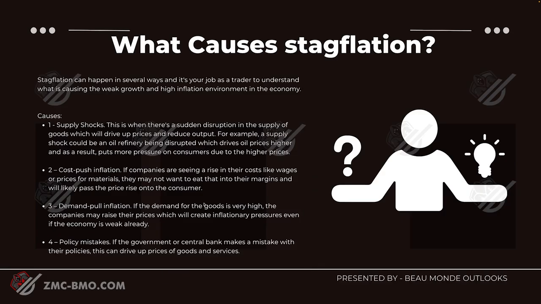So what are the causes of stagflation? Stagflation can happen in several ways, and it's your job as a trader to understand what is causing the weak growth and high inflation environment in the economy. So, causes. Number one is supply shocks. This is when there's a sudden disruption in supply of goods, which will drive up prices and reduce output. For example, a supply shock could be an oil refinery being disrupted, which drives oil prices higher, and as a result, puts more pressure on consumers due to higher prices.